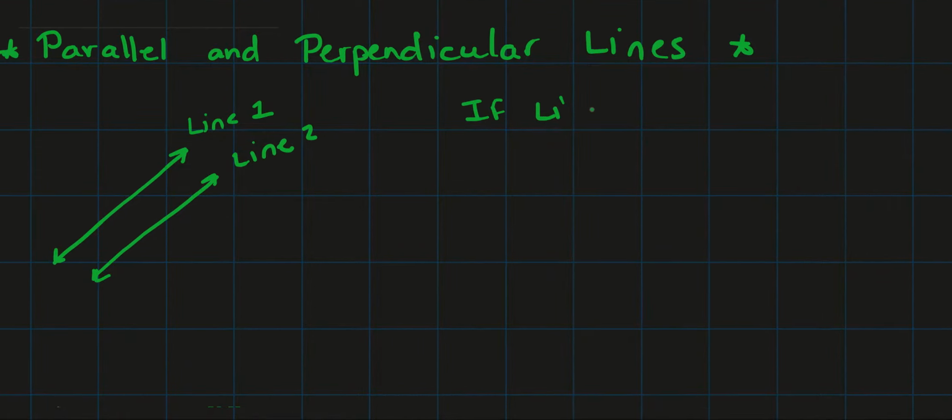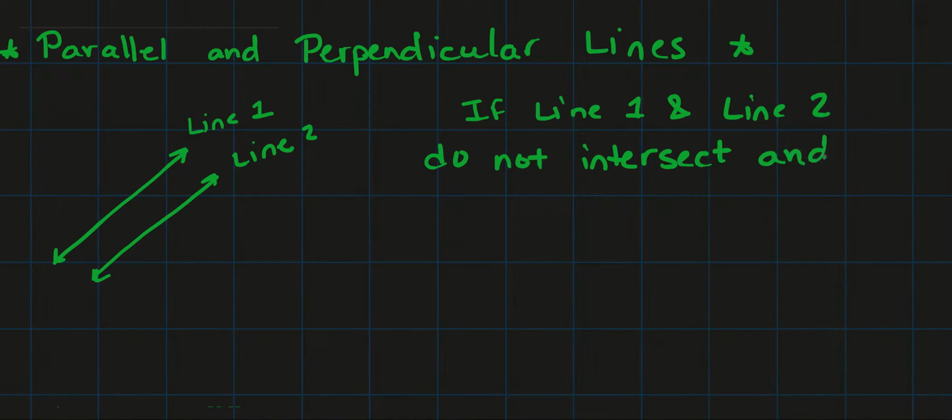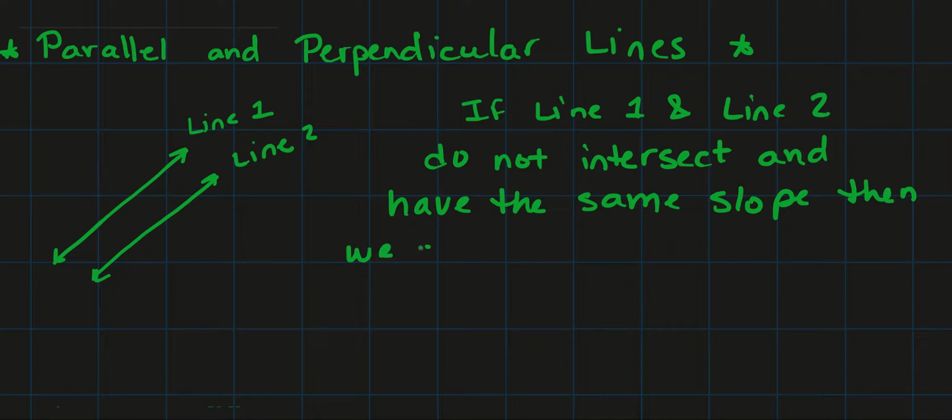If line 1 and line 2 do not intersect and have the same slope, then we call the lines parallel. So if the slope for line 1 is 3, the slope for line 2 is also going to be 3.